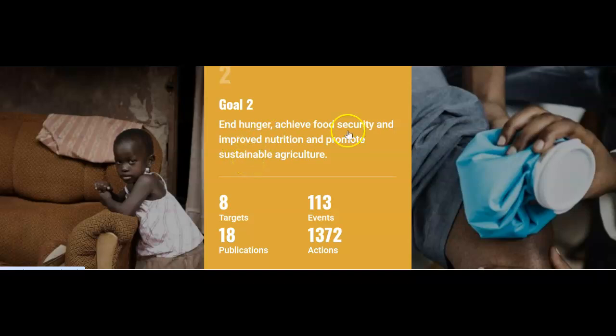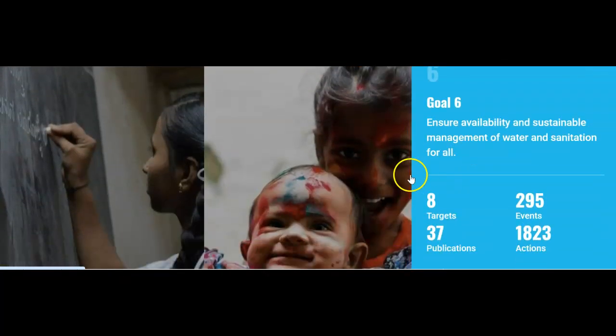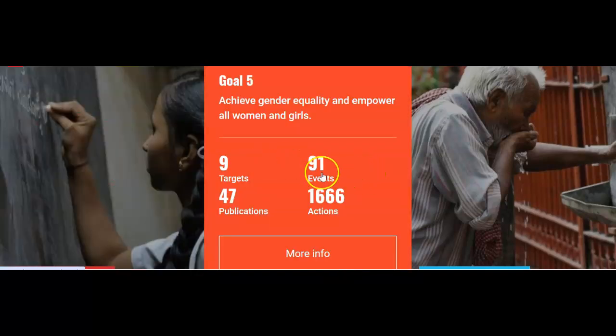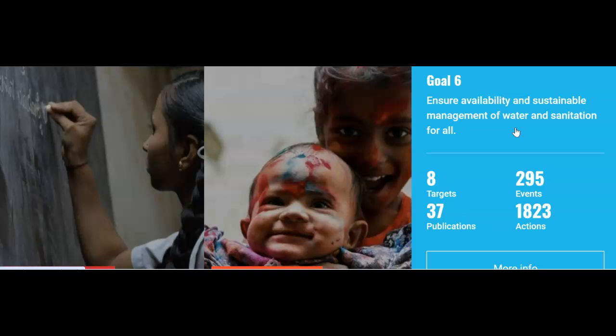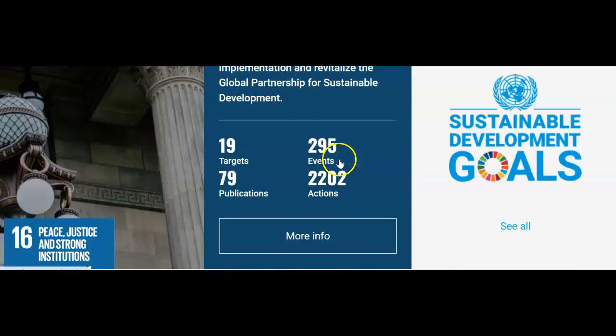Goal 2, ending hunger, food security, very similar. Goal 3, ensuring healthy lives, promoting well-being. It keeps going for 17. So look through, decide which one you want to speak more about. This one we're going to talk a little bit more about in future courses. So if you choose it, fine, but I would appreciate that you choose one of the other sustainable development goals.